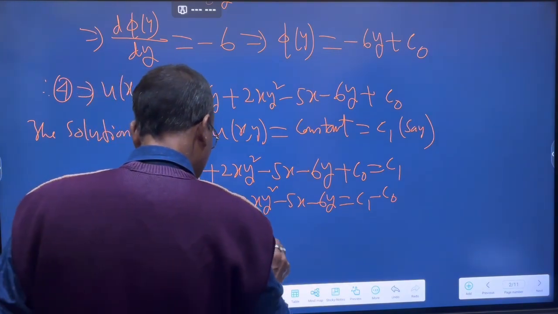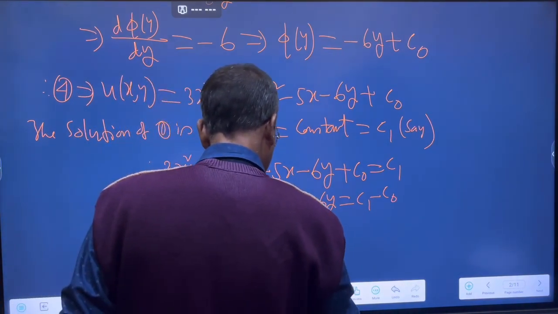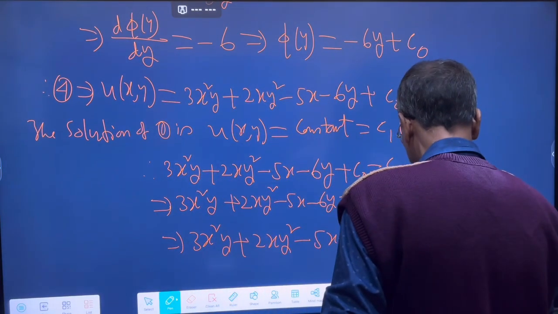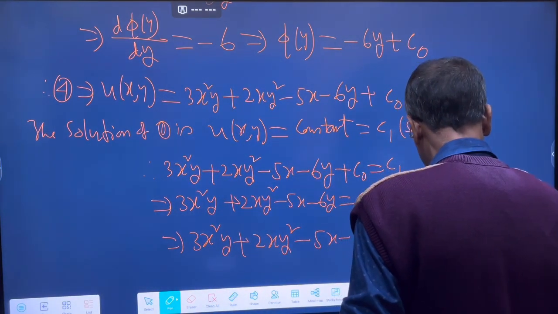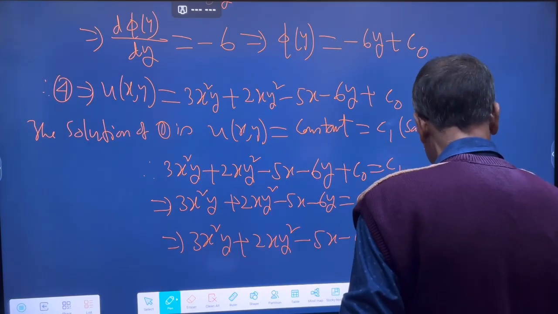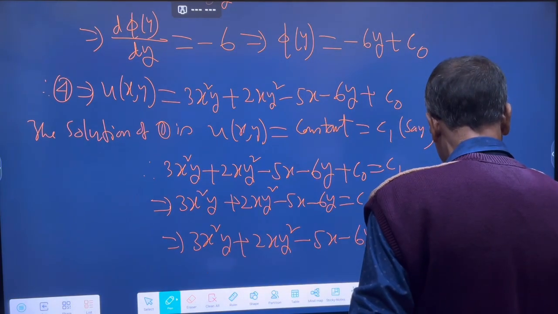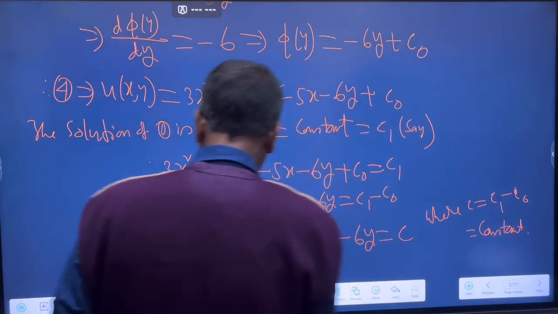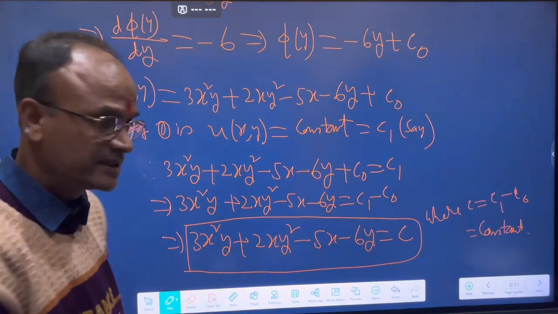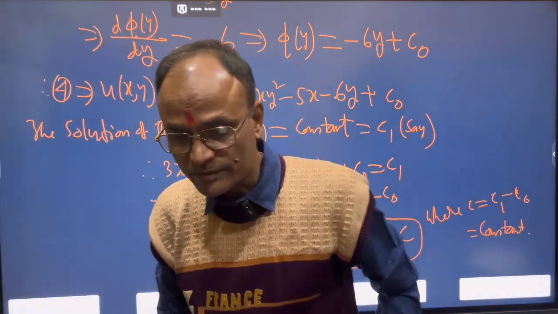3x²y + 2xy² − 5x − 6y = c, where c = c1 − c0. This is equal to a constant. This is the solution of the given differential equation.